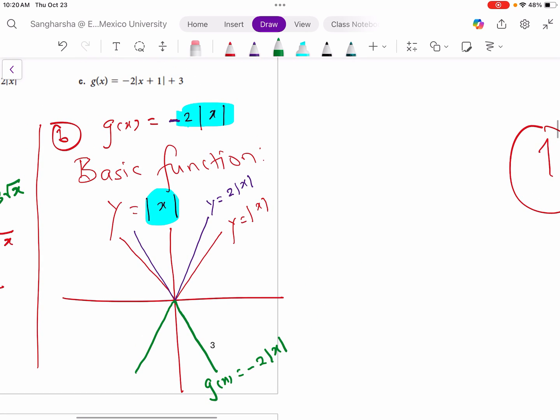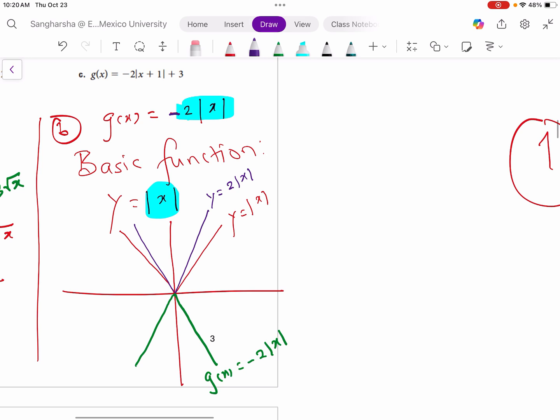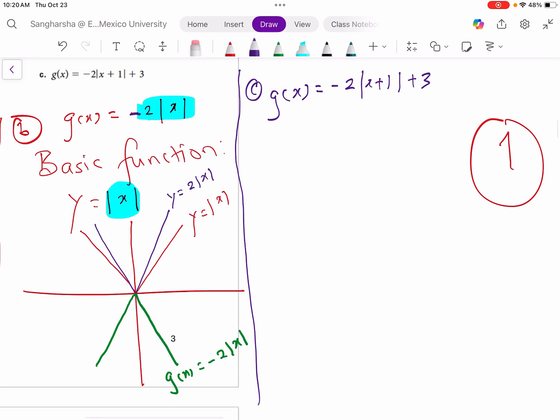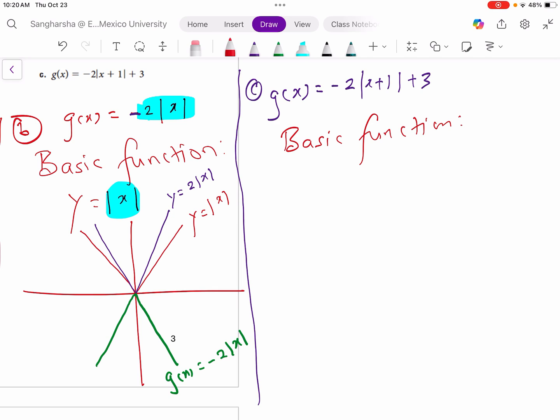Okay, now the next, here we have a number c. So in number c we have a g of x. We need to graph g of x equals negative 2 absolute value of x plus 1, plus 3. First step is identifying the basic function. So who can tell me a basic function for this g of x? Yes, so it's the same, y equals absolute value of x. So y equals absolute value of x is the basic function.